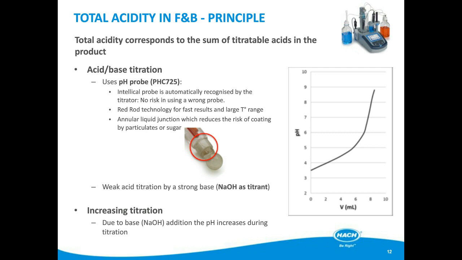For this titration, we use a specific probe, which is the model PHC 725, because this model is particularly optimized for food samples because it reduces the risk of coating by particles, sugar, or grease. During this titration, we use NaOH as titrant, so it is called an increasing titration because when we add NaOH in the sample, the pH increases, like you can see on the picture.